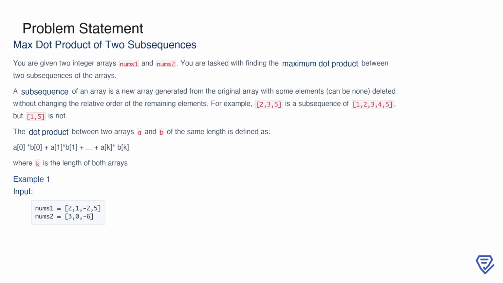The dot product itself is defined as the sum of the products of corresponding elements in two arrays of the same length. So, if we have arrays A and B, the dot product would be calculated as A[0] * B[0] plus A[1] * B[1], and so on, up to their last elements. Let's look at some examples to make this clearer.